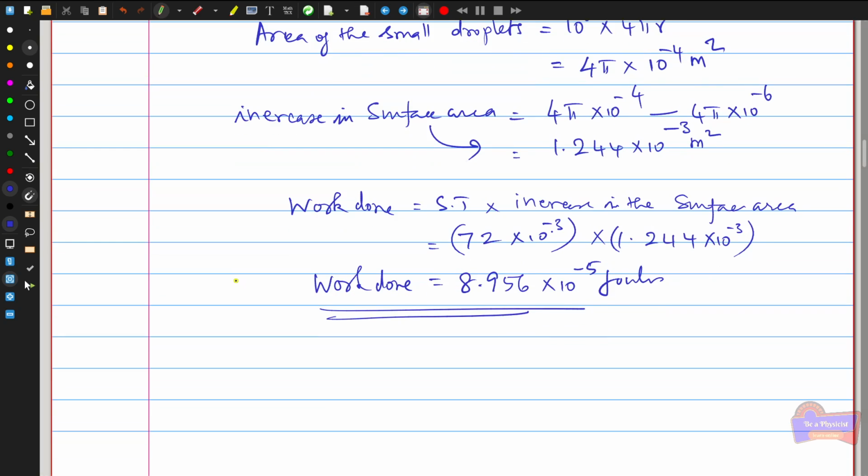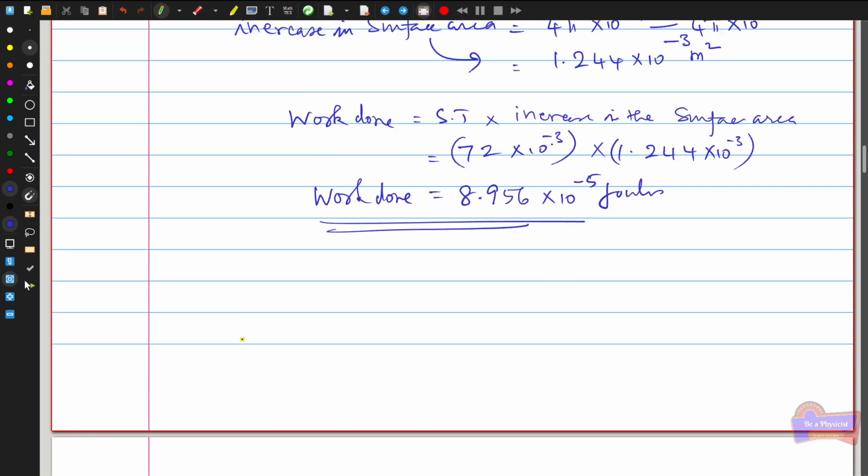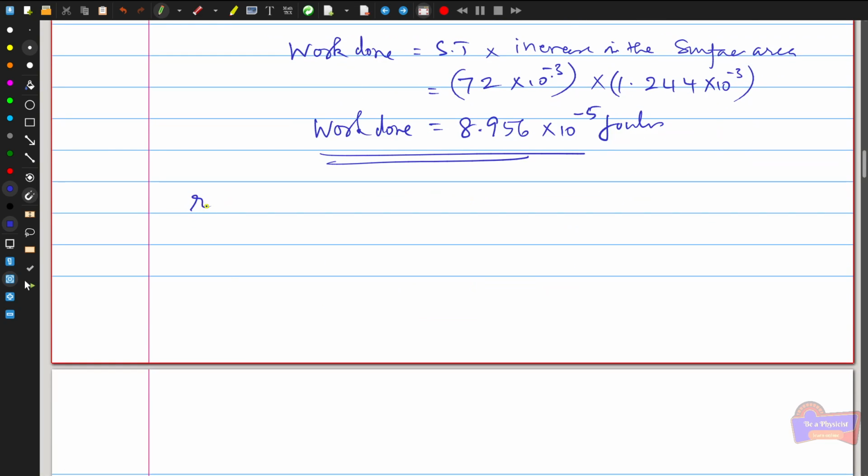Similarly, you can also calculate the work done to blow a bubble. Suppose the bubble has a radius of r, and this bubble has two different surfaces. One is the inner surface, and you have the inner surface as well as the outer surface.